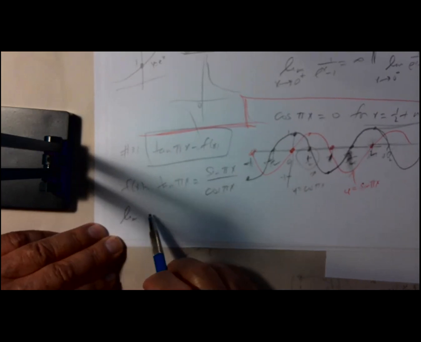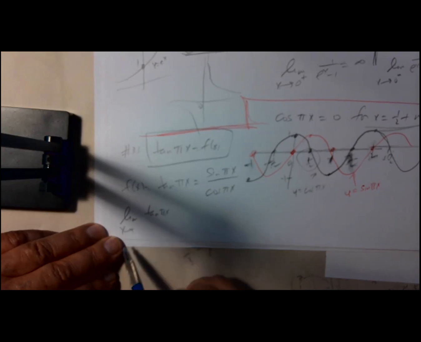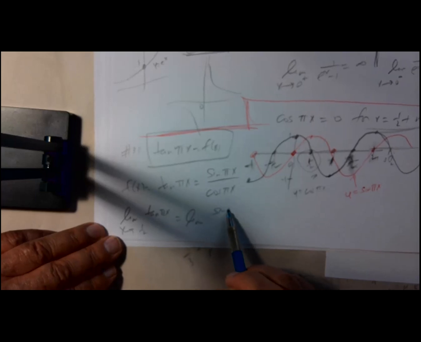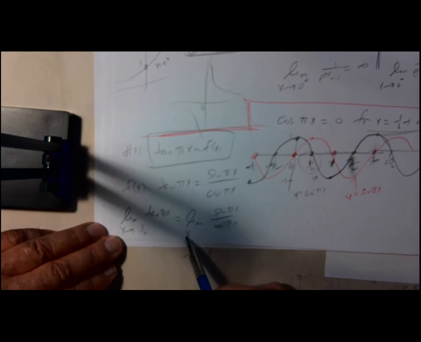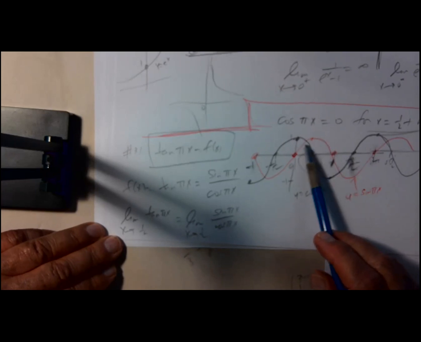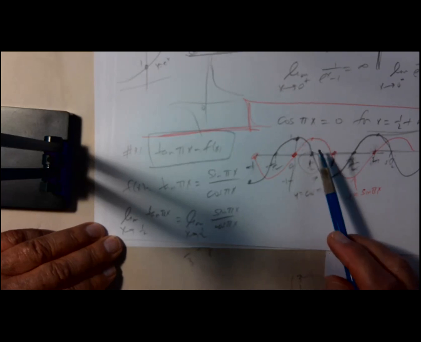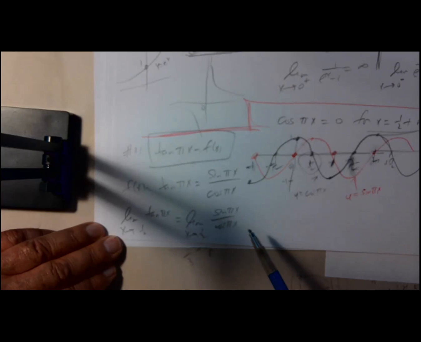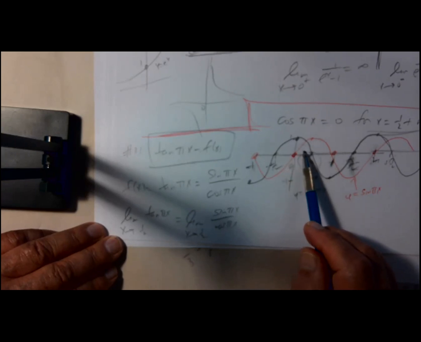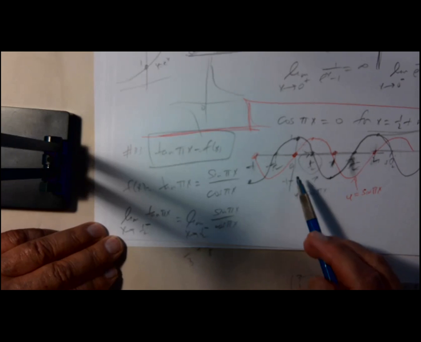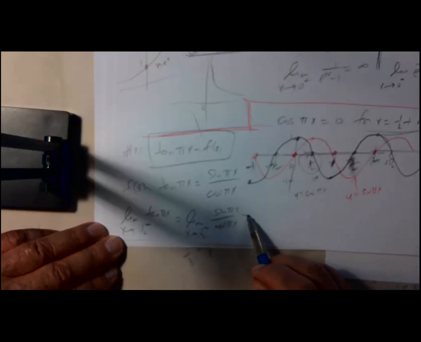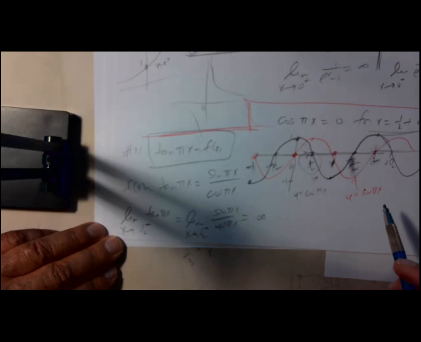Here's my function. What is the limit of the tangent of pi x as x approaches a half? That's the limit of sine pi x over cosine pi x as x approaches a half. Now, as x approaches a half, the sine is positive always, but the cosine is positive to the left and negative to the right. So this is going to go to plus or minus infinity, but it depends which side you approach one half from. If you approach one half from the left, the sine is positive, the cosine is positive. This is a positive number and the denominator is going to zero. This limit will be plus infinity.